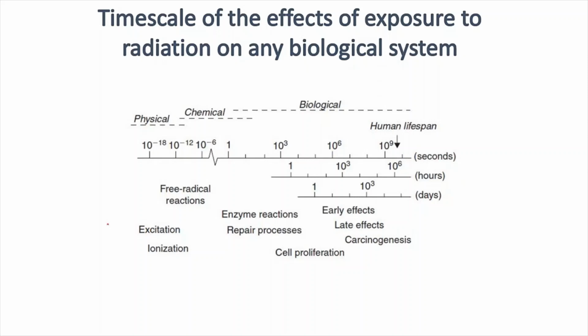Starting with the physical phase, if we take into account a high-speed electron, it usually takes about 10 to the power minus 18 seconds to pass through a DNA molecule and about 10 to the power minus 14 seconds to pass through an entire mammalian cell. As it does so, it interacts mainly with the orbital electrons of these atoms, and via its interaction it causes excitation or ionization of these orbital electrons.